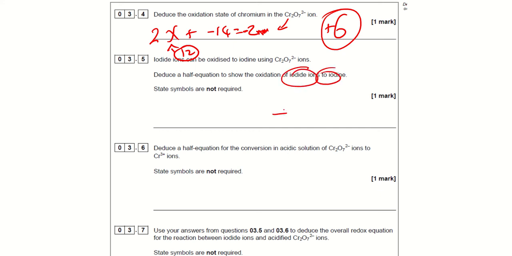Okay, right, the next one then, you had to deduce the half equation for the oxidation of iodide to iodine. Right, well, you should know iodine is I2. Iodide ions are -1. I'm going to need 2 of them.